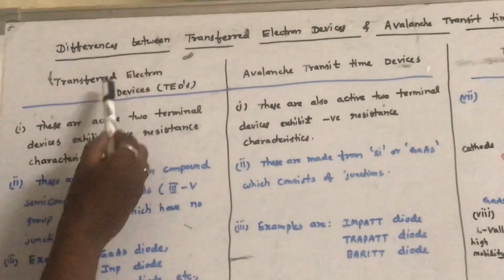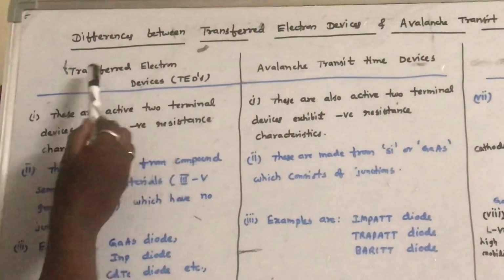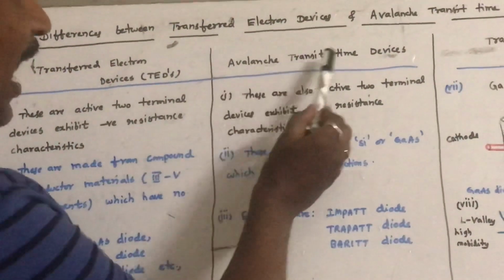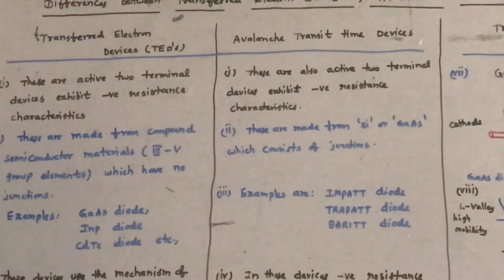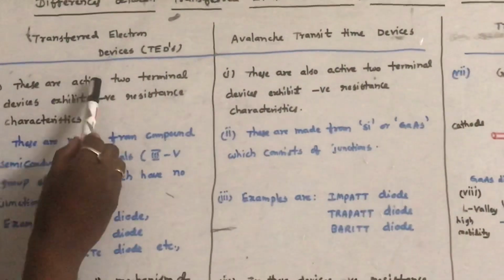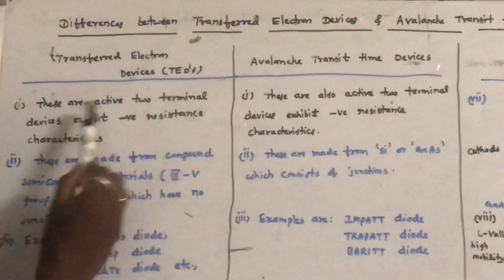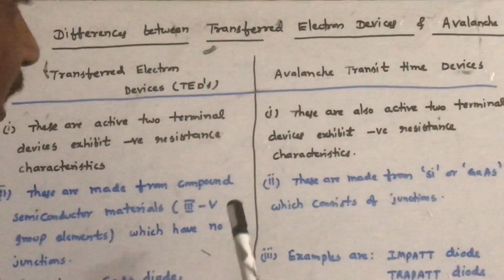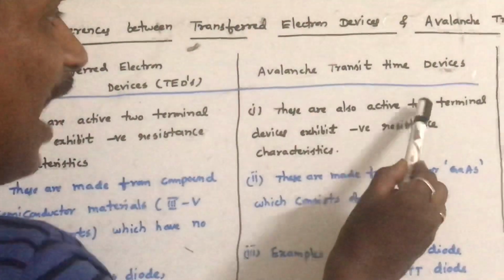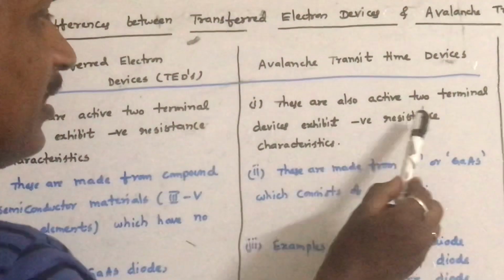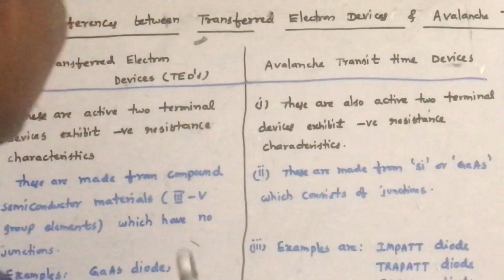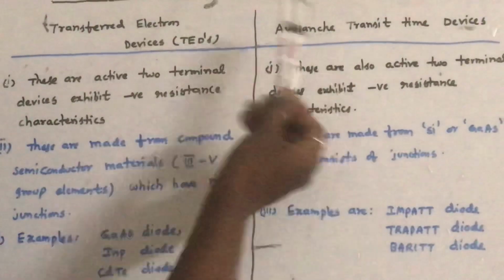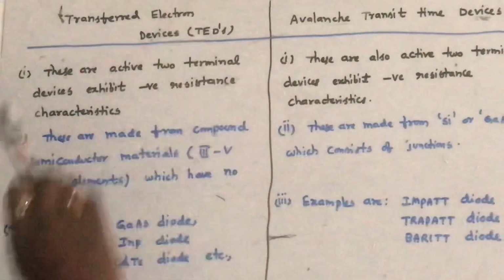So transferred electron devices, as I said in short, are called TEDs, and avalanche transit time devices. These are active two-terminal devices which exhibit negative resistance characteristics, as explained earlier. Basically, these two devices exhibit negative resistance characteristics, but the mechanisms to establish negative resistance characteristics are different.